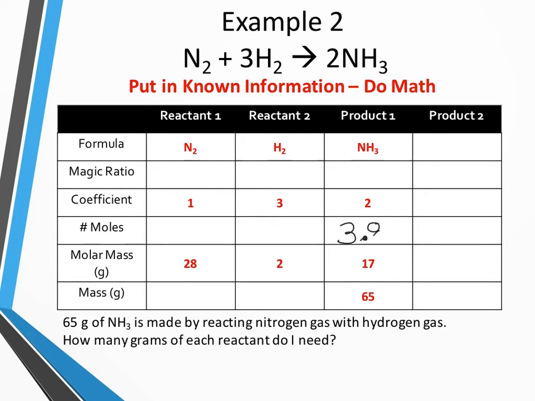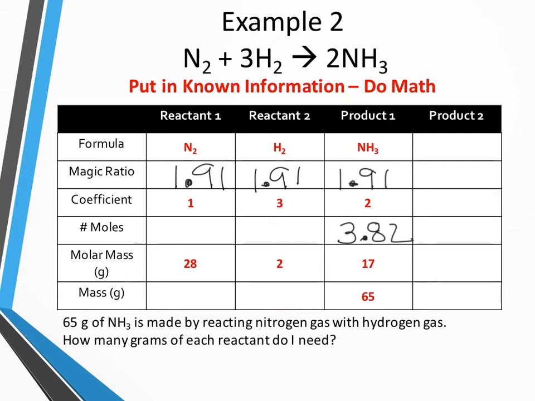Through 3.82, I divide that number by 2. Remember, the coefficient divided into the moles gives me the magic ratio, and then that magic ratio is the same all the way across. Okay. Now we're going to multiply down to get the rest of the information that we need.